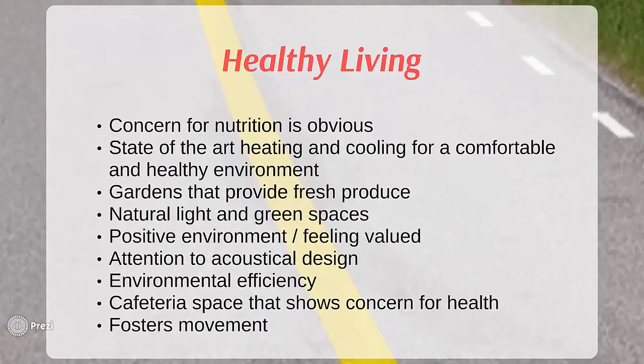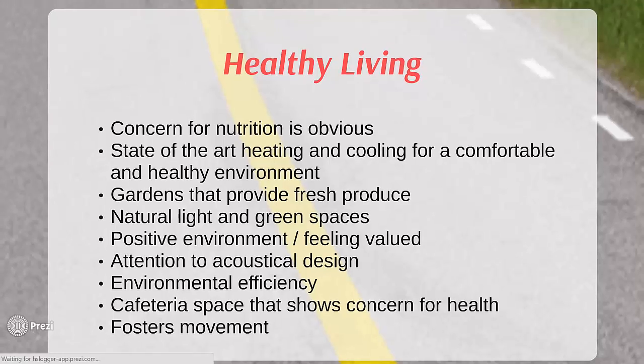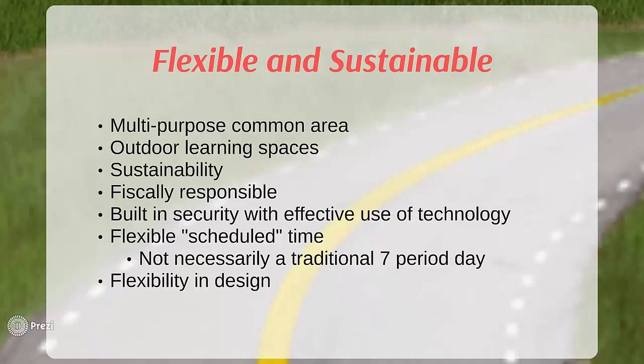The second main area is we want healthy living. We want a concern for nutrition to be obvious. State-of-the-art heating and cooling for a comfortable and healthy environment. We want gardens to provide fresh produce, natural light and green spaces, a positive environment, the feeling of being valued, attention to acoustical design, people have to be able to hear, environmental efficiency, a cafeteria space that shows concern for health, and one that fosters movement.